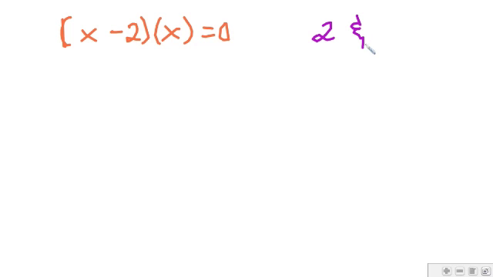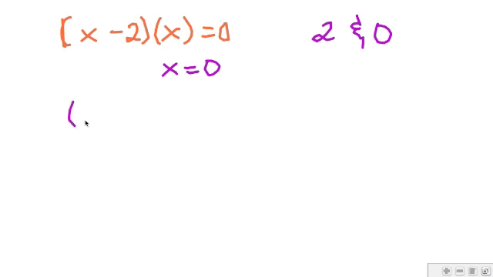What if we have x minus 2 times x equals 0? All right, again, if you get stuck, just set them both equal to 0. But here, very quickly, what's the opposite of negative 2? 2. So there's my first answer. My second answer, well, x is already by itself. So what does x equal? It equals 0. And there are my two answers, 2 and 0.